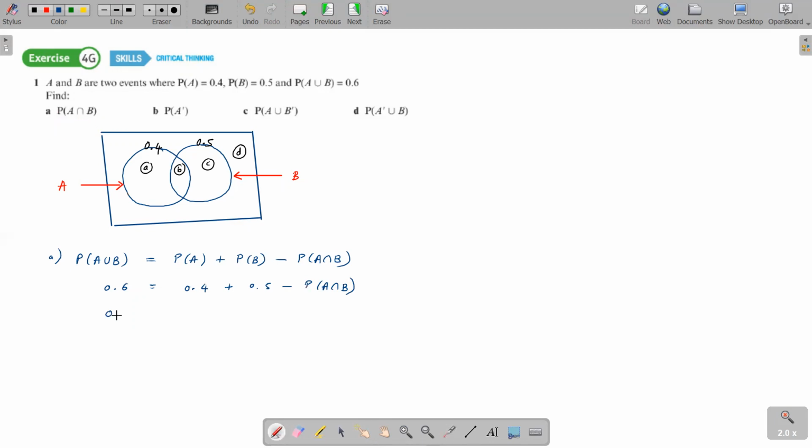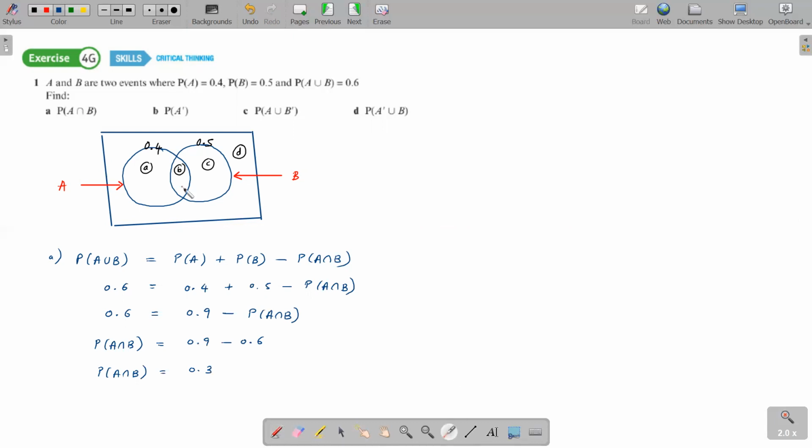So let's make it the subject: 0.6 equals 0.4 plus 0.5, which is 0.9, minus probability A intersection B. I'll take the minus probability A intersection B over here, so probability A intersection B equals 0.9 minus 0.6, which is 0.3. All right, guys, can you see? That's really quite simple.